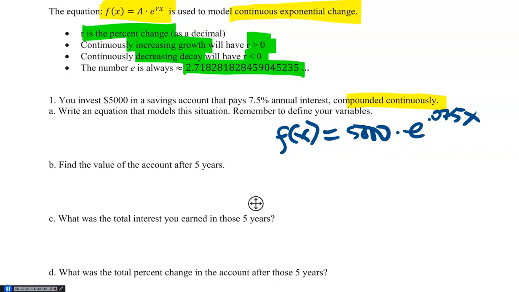So let's define our variables. X is the time in years, and your f of x is the total amount of investment.